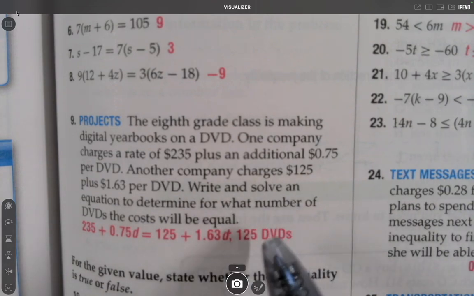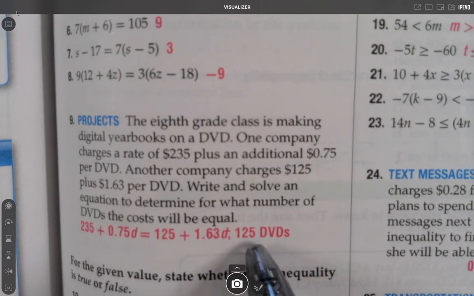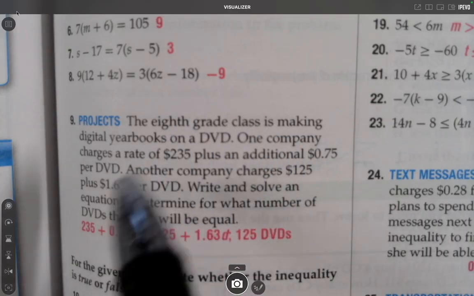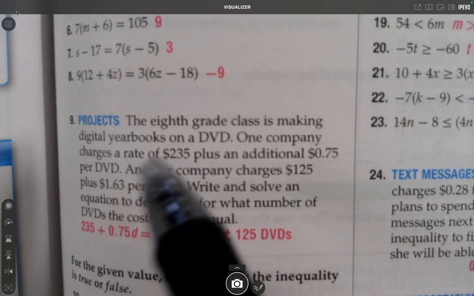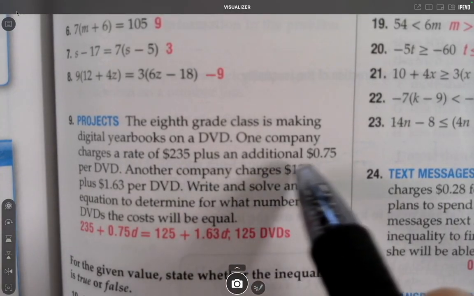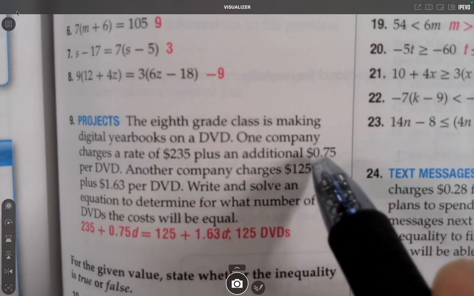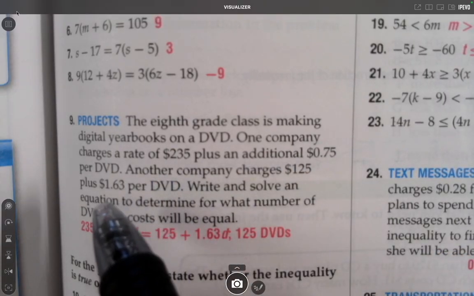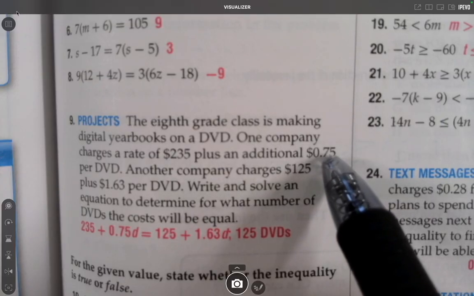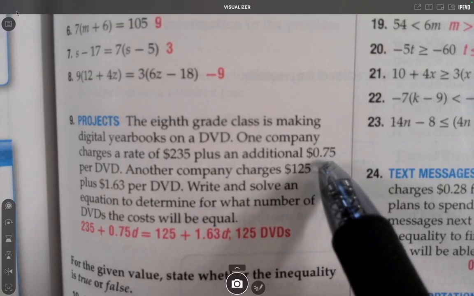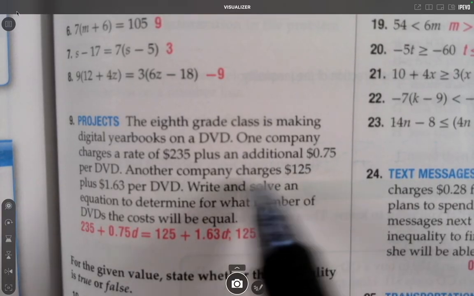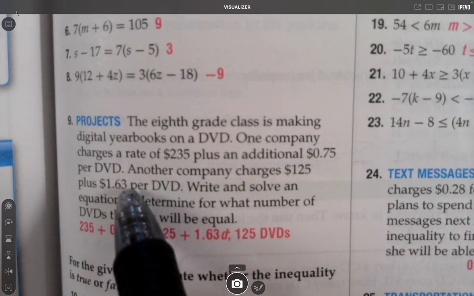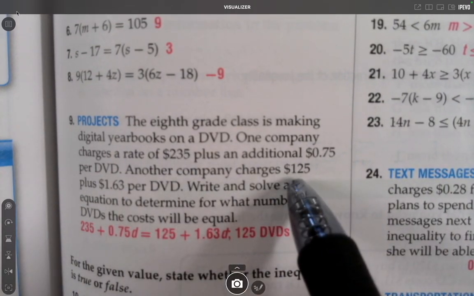be equal. Now I'll show you how to get the answer in just a moment. I'll work that out on paper. But I just want to help you understand this really is a scenario people face, is deciding something like this. Because the benefit of the first company is that if you're ordering a lot of DVDs, the fact that they only charge 75 cents instead of $1.63, that's a big perk. That's a good thing if you're ordering a lot of DVDs. But if you're only ordering a small number of DVDs, this is better because their flat charge is lower. So you wouldn't mind paying more per DVD when that's $110 less to start with.